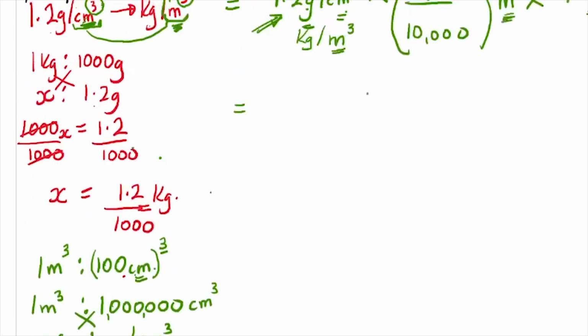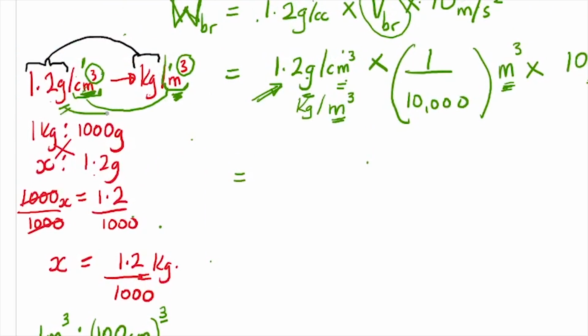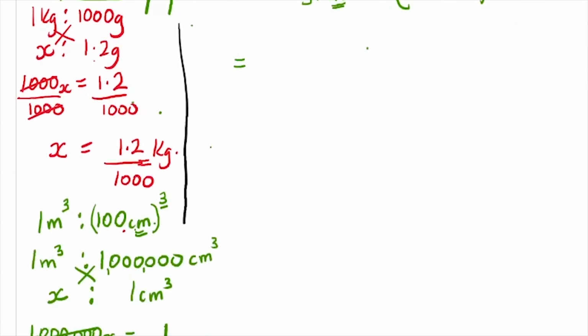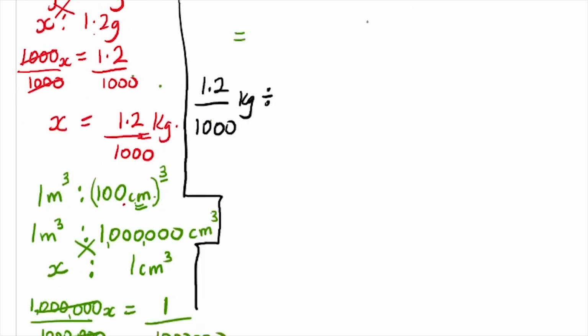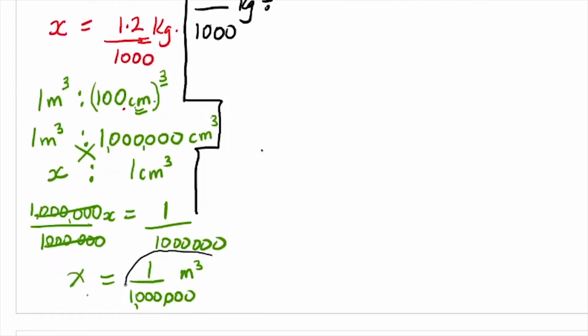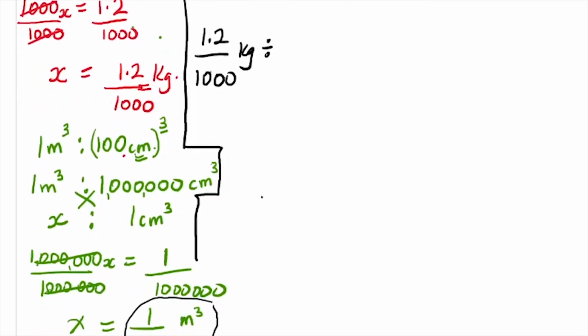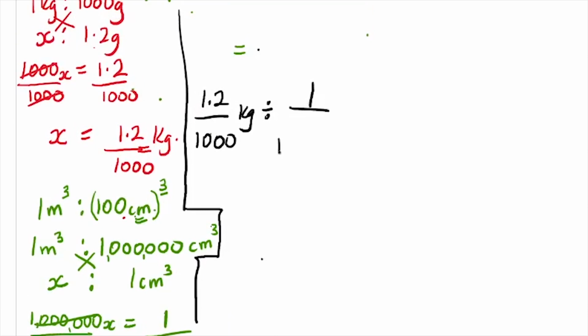So we have finished. From what we have seen, we have converted grams to kilograms, then we have converted centimeters to meters. Now we divide the two. We divide the kilograms we've got by the meters, because we want to convert to kilograms per meters cubed. So we shall say 1.2 over 1,000 kilograms, divide that by the meters cubed. So it's 1.2 divided by 1 over a million meters cubed.